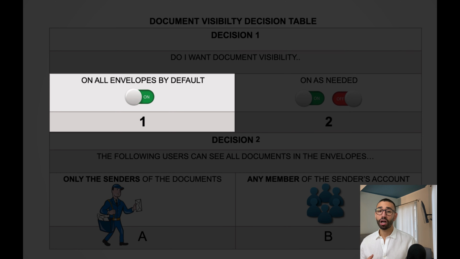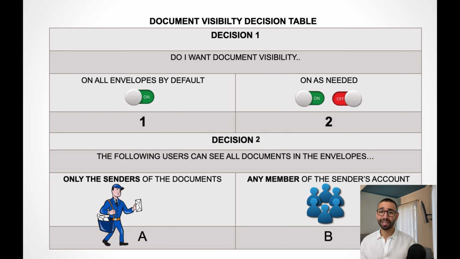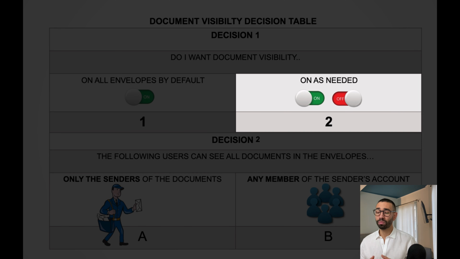So in summary, option 1 is good if you and other senders always need that feature activated on all envelopes across the account, and you don't want to have to worry about having to turn it on. But if you don't need document visibility for all your envelopes, then just go with option 2 because it's more flexible.